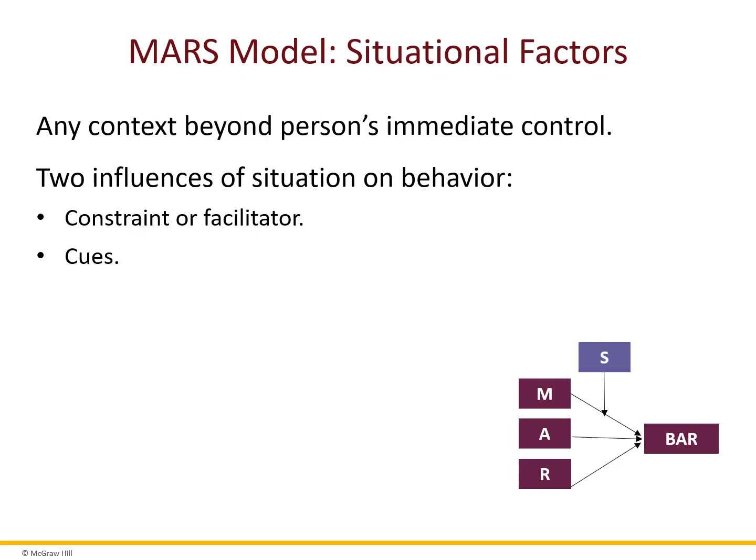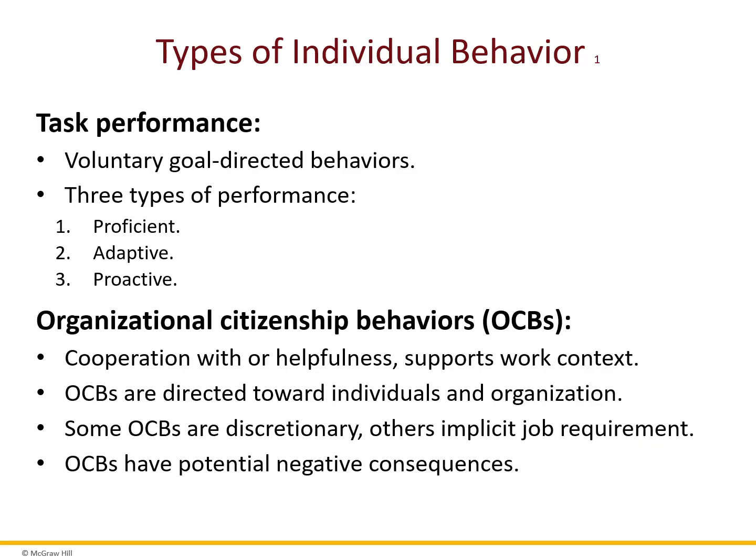Now, in this MARS model, we have two influences of situation on behavior. It can be a constraint or a facilitator, for example, time, budget, work facilities, consumer preferences, economic conditions, things like that. And then cues, those things that communicate information, such as safety warnings or other role obligations.